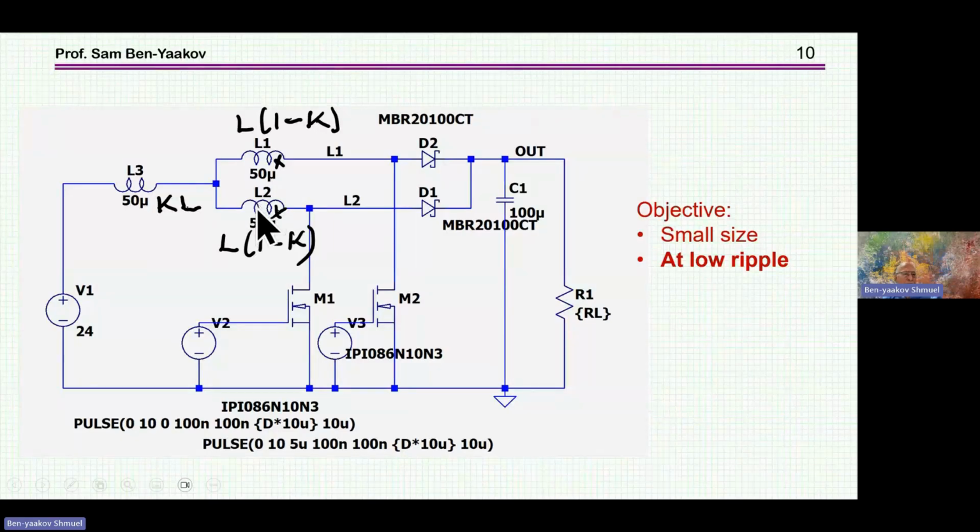So what we see is the following. If K, the coupling coefficient, is 0, no coupling, then we end up with two inductors. This is the regular case. If K is approaching 1, then we are going to have here actually a transformer, very well coupled. And in fact, here you're going to have a short between these two. So K has to be somewhere in between.